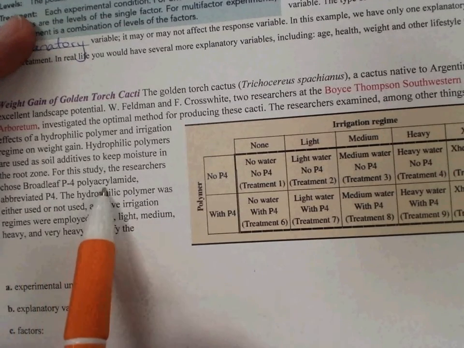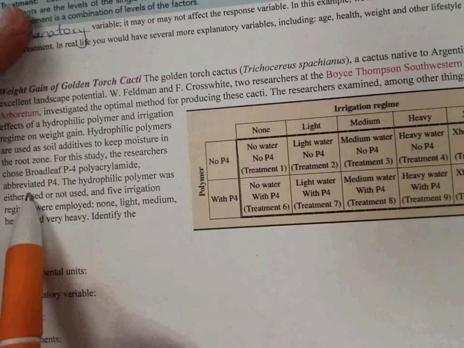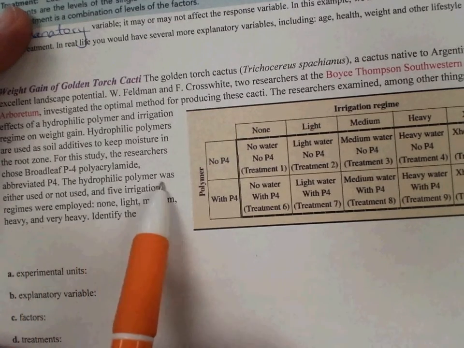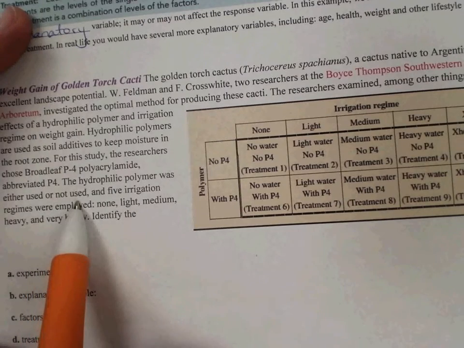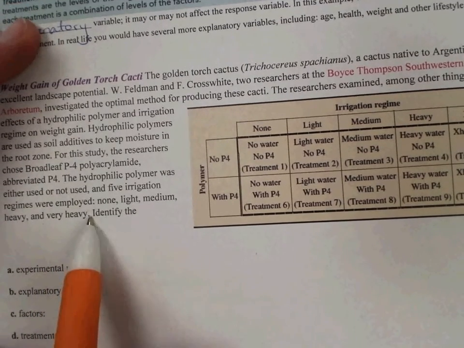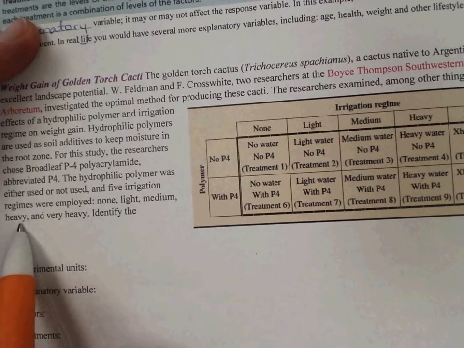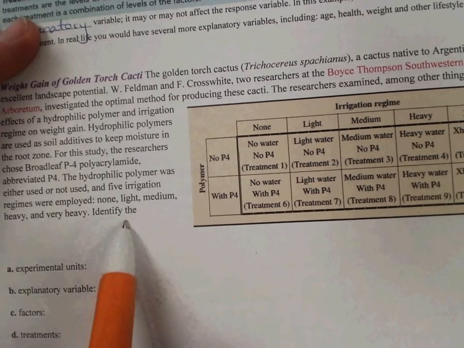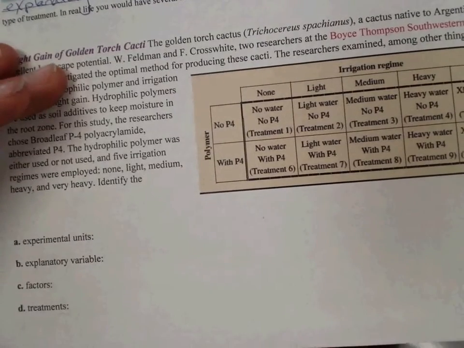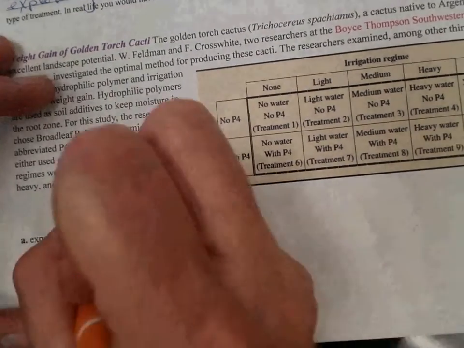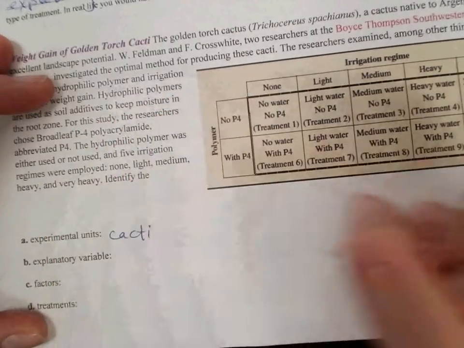For this study, the researchers chose broadleaf P4 polyacrylamide, abbreviated P4. The hydrophilic polymer was either used or not used, and 5 irrigation regimes were employed: none, light, medium, heavy, and very heavy. And then we're supposed to identify the experimental units. Anybody identify the experimental units? The cacti, yes.